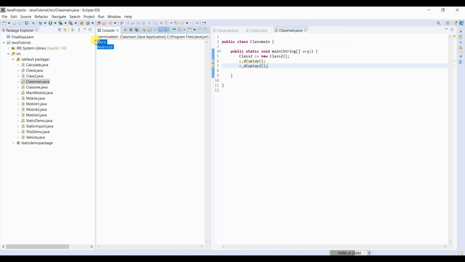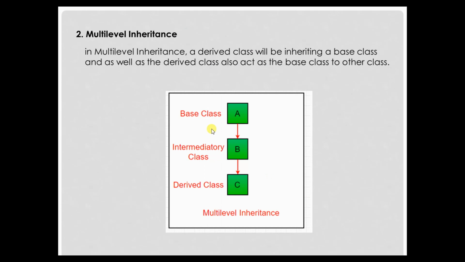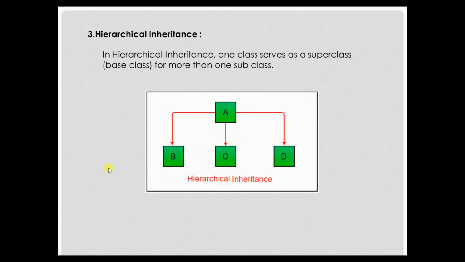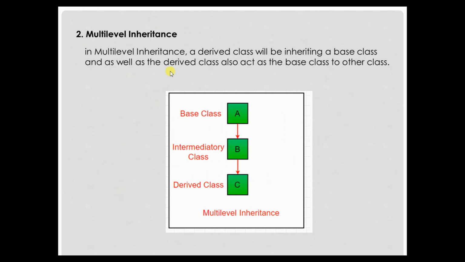So let's try to move on to multi-level inheritance. The second one, in multi-level inheritance, what happens is a derived class will be inheriting a base class, and the derived class also acts as a base class to another class. In the picture as well, you can see how base class, intermediate class and derived class are described as a multi-level inheritance. Let's take an example for the same.